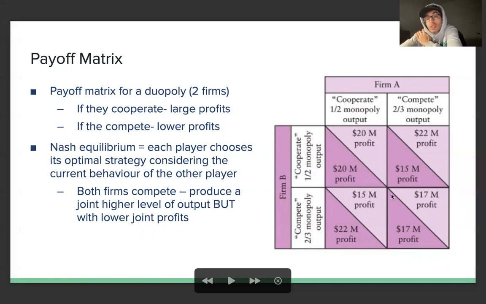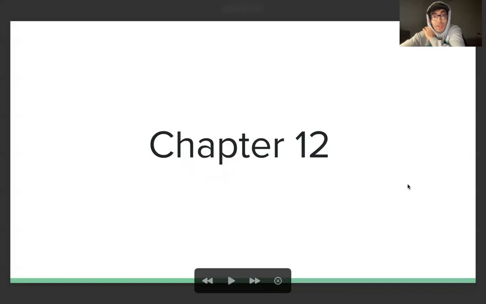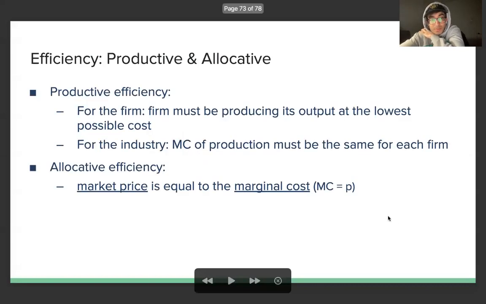But you see, this is not necessarily the best option, because a 20 million profit is better. But just the way the payoff matrix is designed and the game is set up, the Nash equilibrium would be 17 and 17, which is both firms competing. Okay, let's move on to chapter 12.